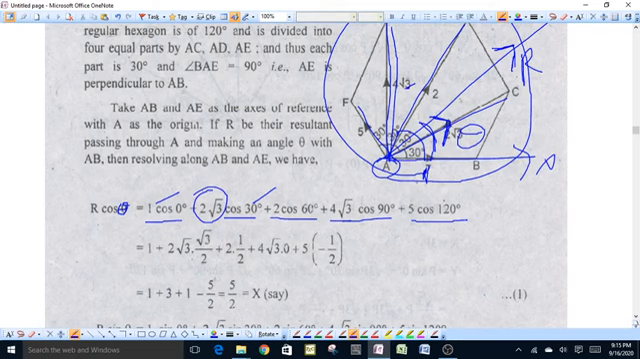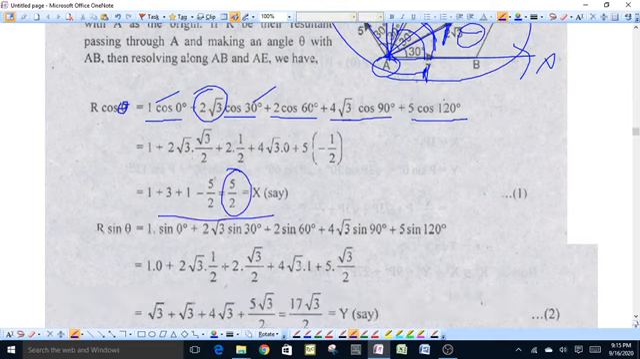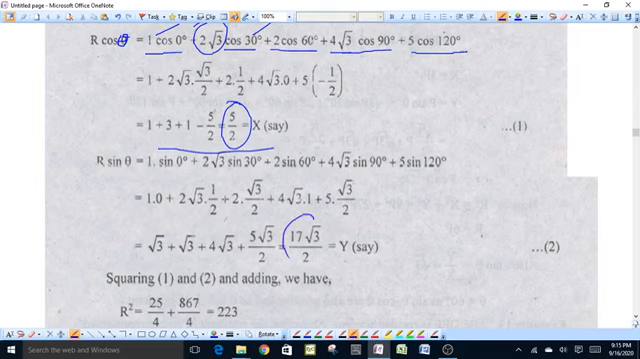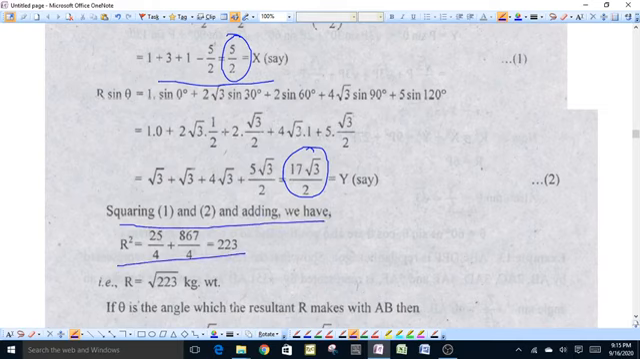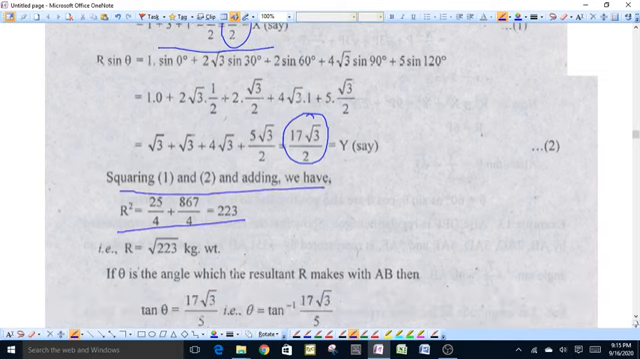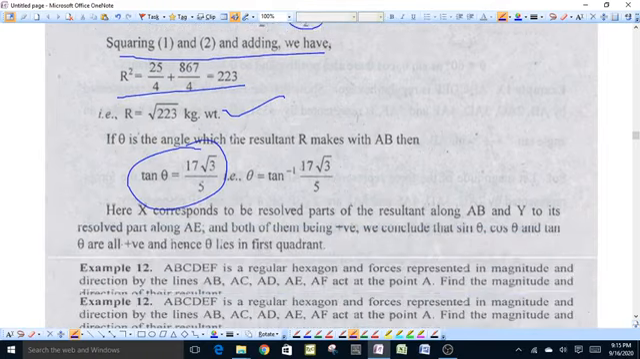After putting in the values of cos 0, cos 30, cos 60, cos 90 and cos 120, we have R cos theta equal to 5/2. Similarly, we get R sin theta equal to 17√3/2. After squaring and adding, we have R squared equal to 223, and R comes out to be √223 kilogram weight. If we divide 2 by 1, then we get tan theta equal to 17√3/5, which gives the direction of the resultant.